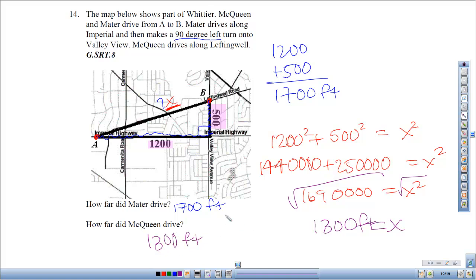Now the question on the test, like I said before, will ask you something about those distances. What could they ask you? They could ask you how far they both drove together. They could ask you how much farther did Mater drive, or they could ask you how much driving McQueen did not have to drive since he took the shorter route. You'll have to just check the question on the test to see what they ask you.